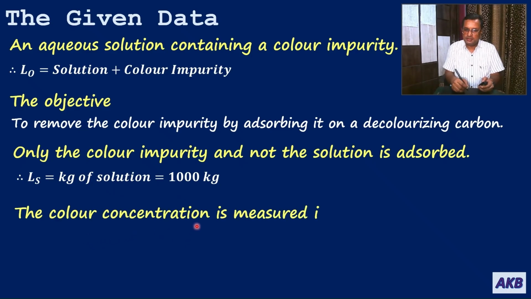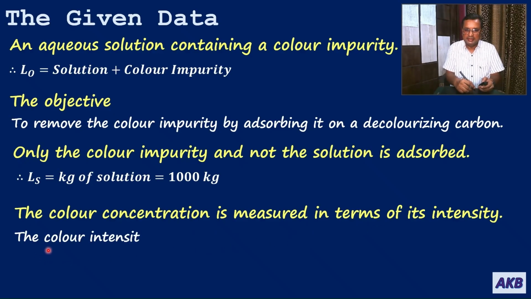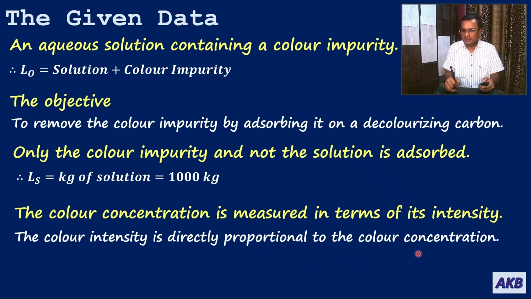The color concentration is measured in terms of its intensity. This is told to us. The color intensity is directly proportional to the color concentration. Again, this is known to us. So the quantity that is used to describe the intensity is color per kg solution. That is the substance that is adsorbed per kg of unadsorbed substance. In this case, the unadsorbed substance is aqueous solution. So color per kg solution is nothing but capital Y.